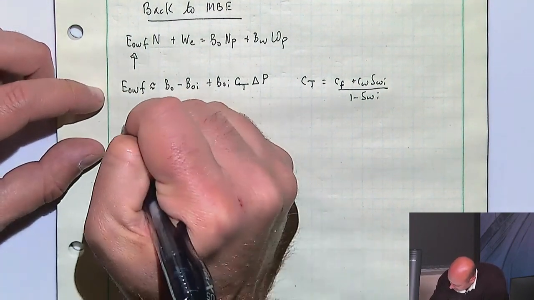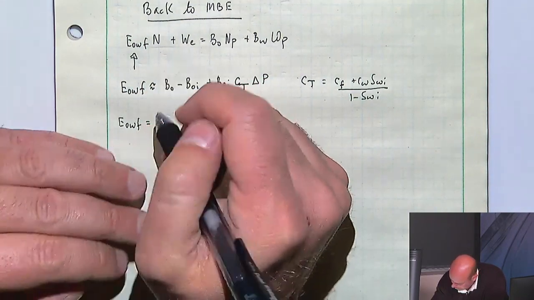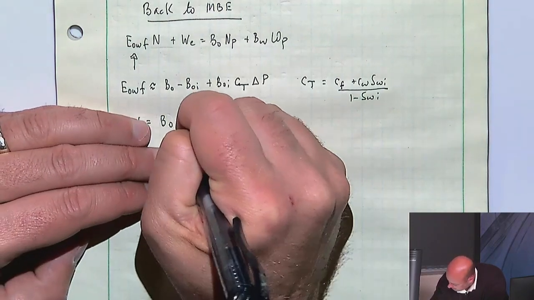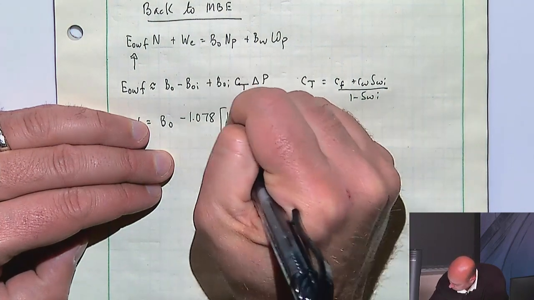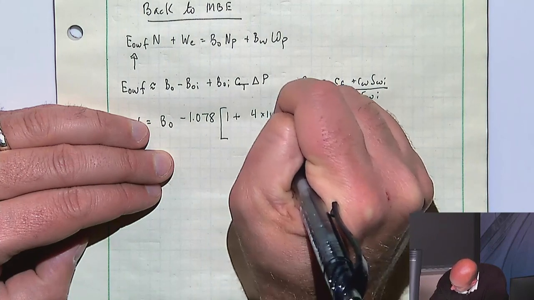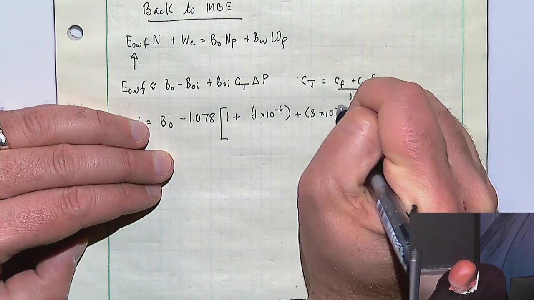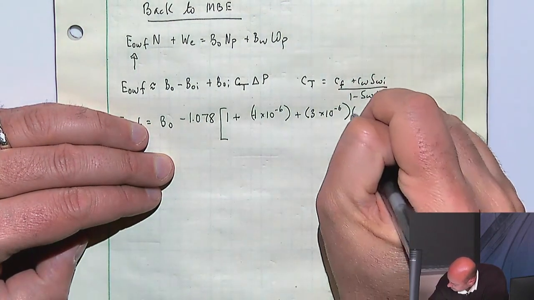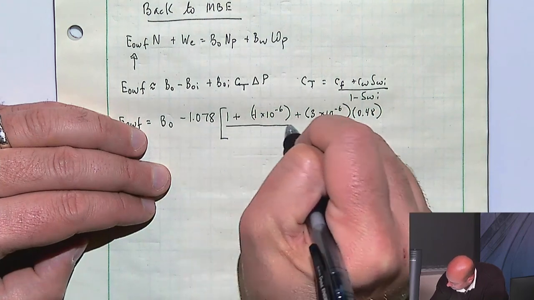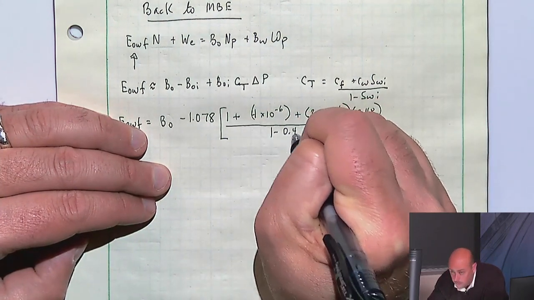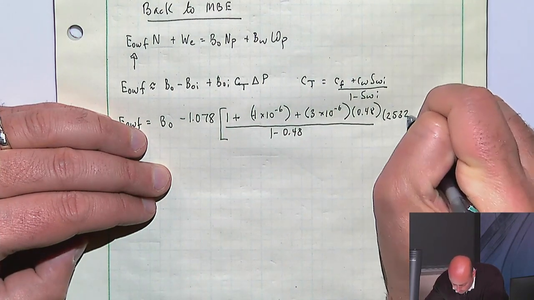Okay, and if I put all that in, EOWF is equal to BO, which is going to change with time, minus BOI, which is given as 1.078, times 1 plus 4 times 10 to the minus 6 inverse PSI plus 3 times 10 to the minus 6 inverse PSI, that's the compressibility of water, times the initial saturation that was given to us in the table, 0.48, over 1 minus 0.48, times 2532 minus P.